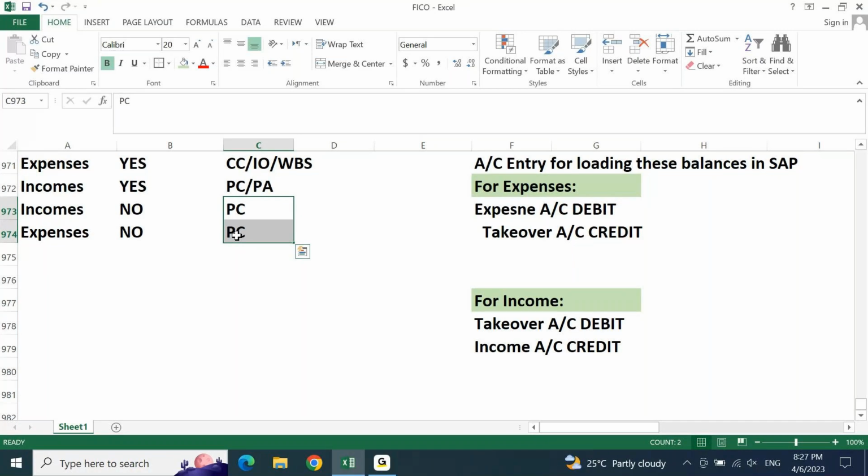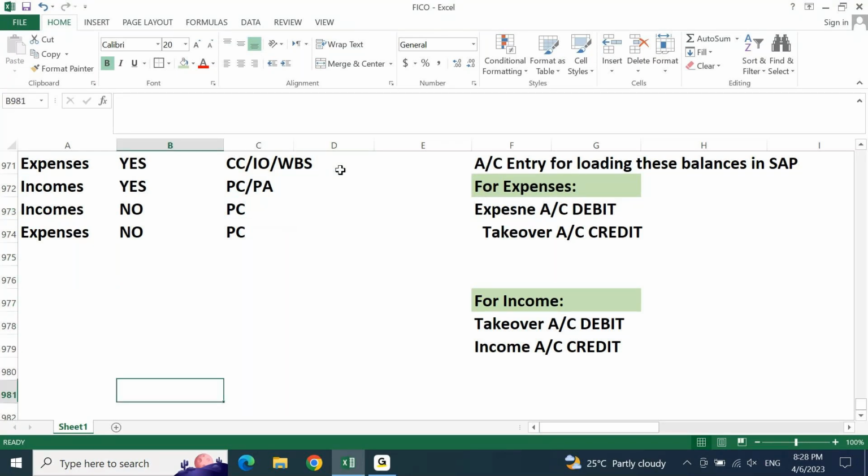Clear? Now, any doubt on how you will write accounting entry for your P&L account migration? See sir, this is only from the accounting entry point of view. Identification of nature of account from your trial balance, and if it is an expense, what will be the entry? If it is an income, what will be the entry? What additional parameters you need, like your cost object. Clear with this? Sir, I have one doubt here.